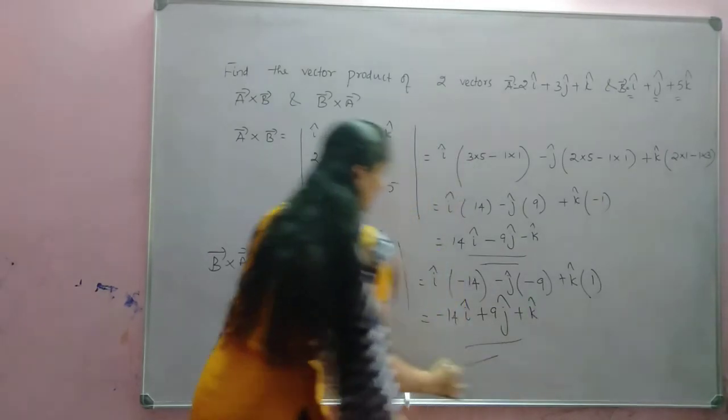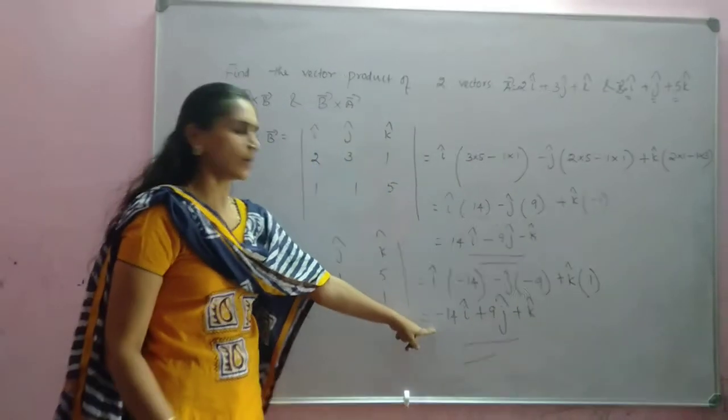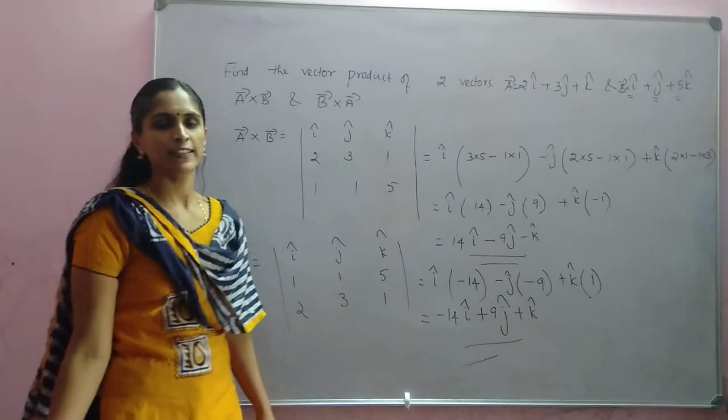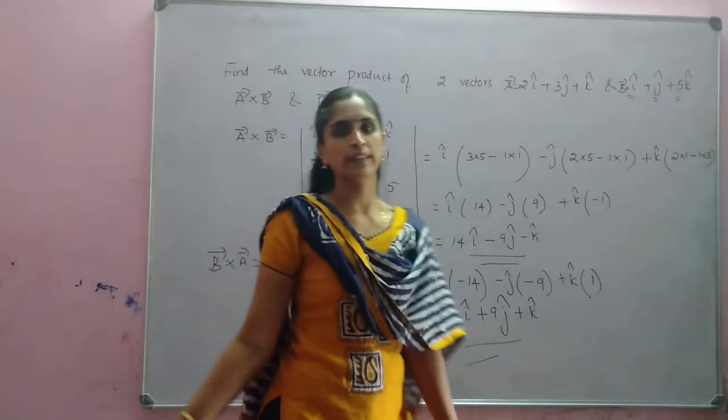So you can see that A cross B is equal to minus B cross A. Okay. Is it clear? Understood? No? We will discuss the next problem.